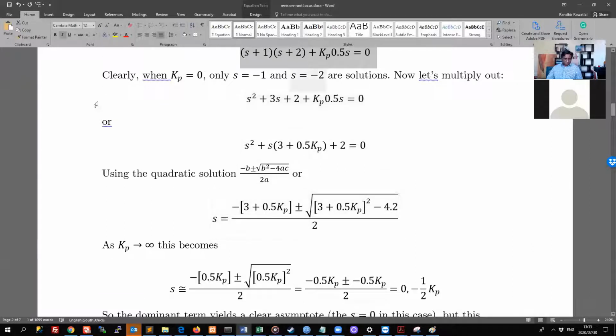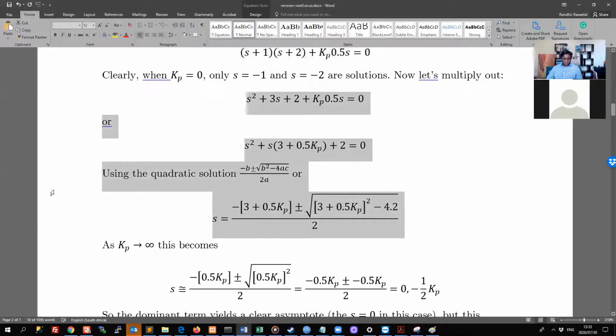So that's the most general form of this. And then we can also think about, as Kp goes to infinity, what happens here. So if we let Kp go to infinity, this term will become much greater than this 3, right? So Kp going off to infinity, this term is much greater in magnitude, so we can simplify this factor, and we can just rewrite that without the 3.